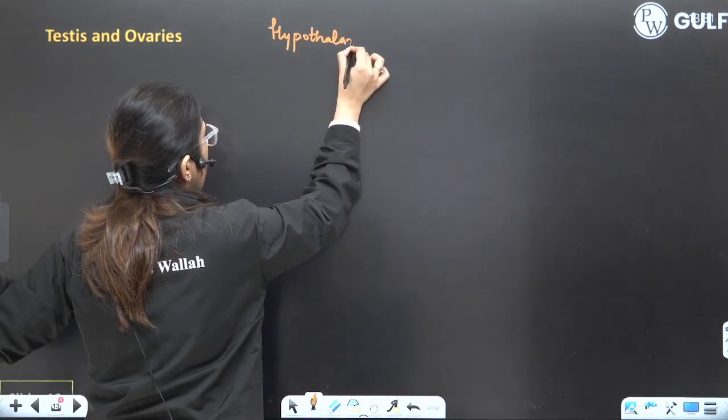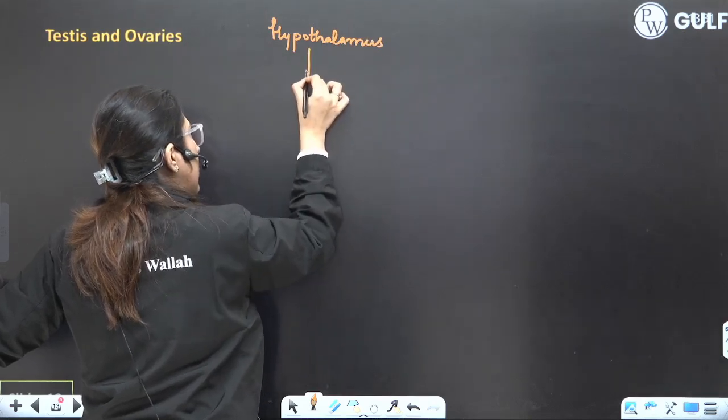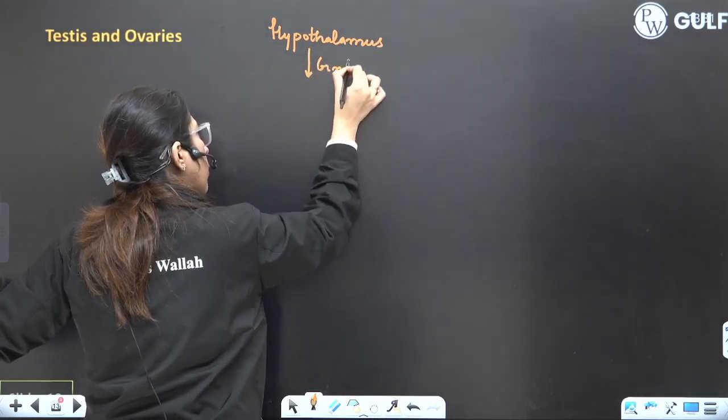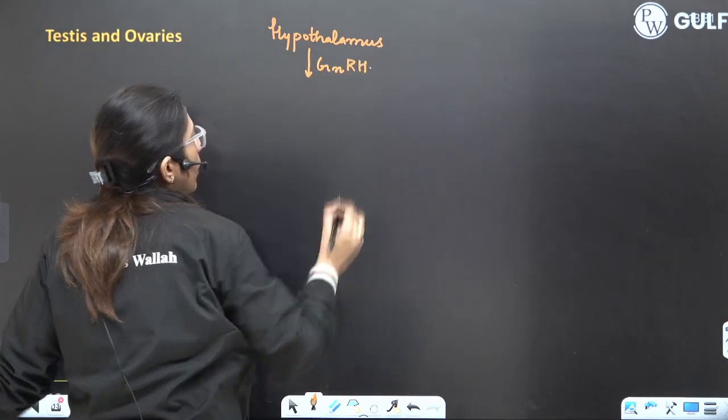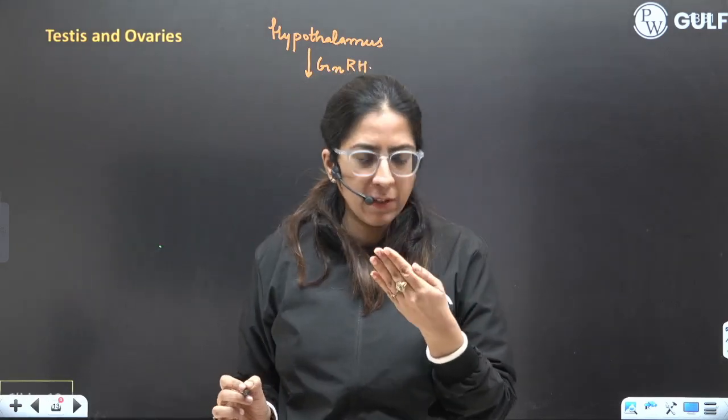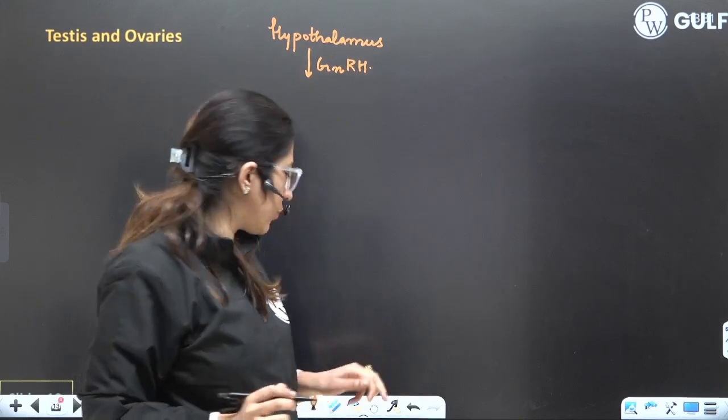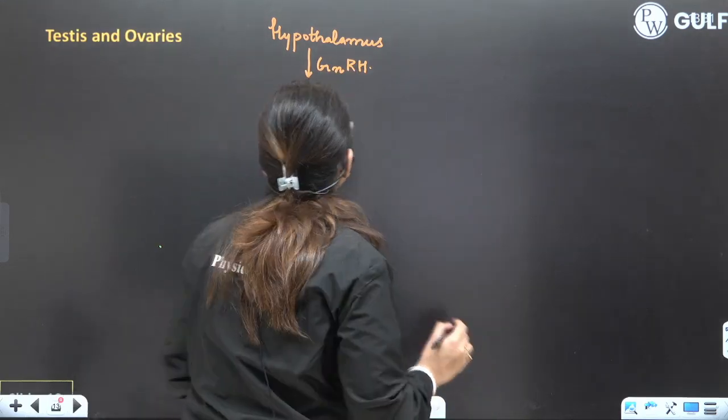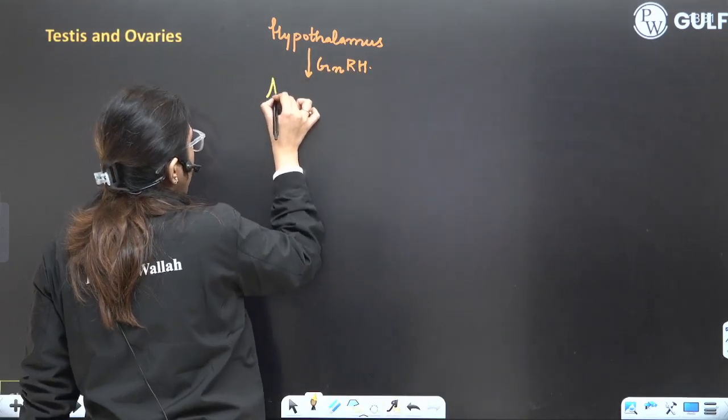Hypothalamus, they secrete a hormone which is GnRH, gonadotrophin releasing hormone. What do they secrete? Gonadotrophin releasing hormone, GnRH. This GnRH goes to the anterior pituitary.